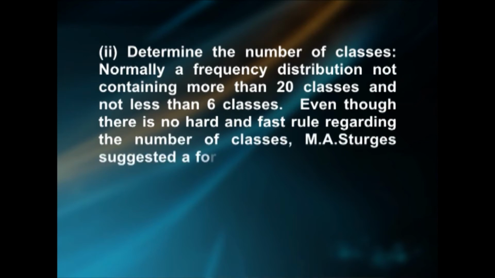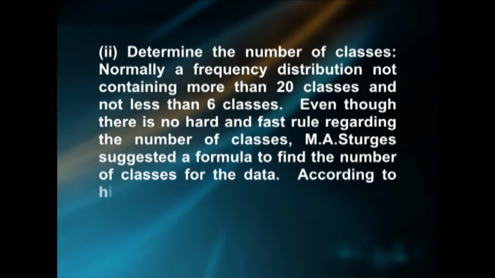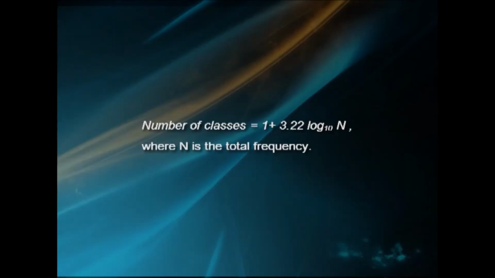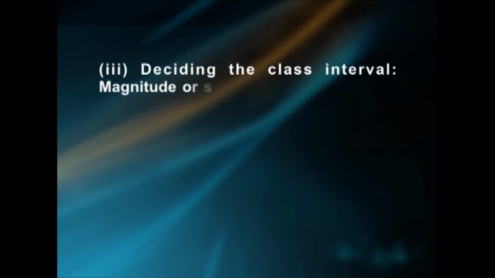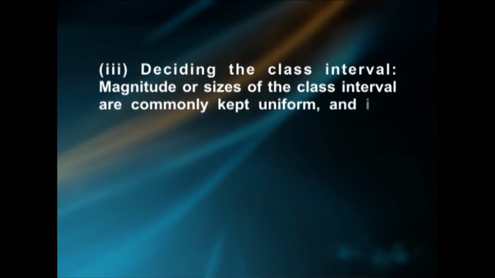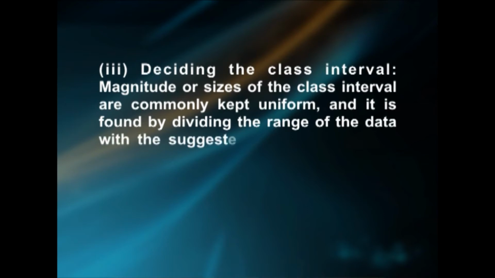M.A. Sturges suggested a formula to find the number of classes for the data. According to his suggestion, number of classes equals 1 plus 3.22 log n to the base 10, where n is the total frequency. 3. Deciding the class interval. Magnitude or size of the class interval is commonly kept uniform and it is found by dividing the range of the data by the suggested number of classes and rounding off.